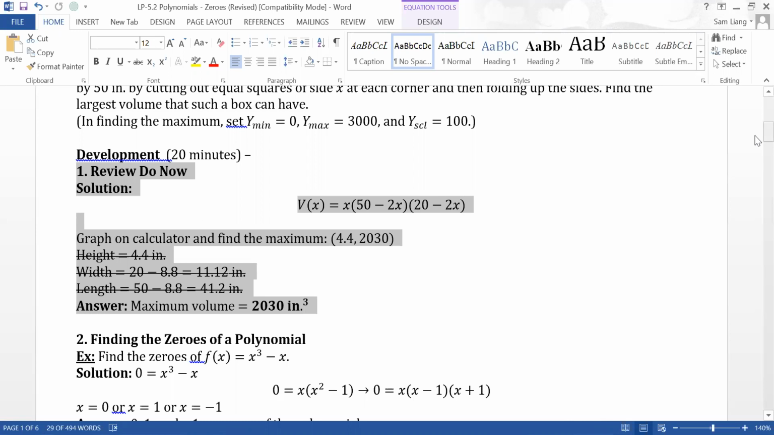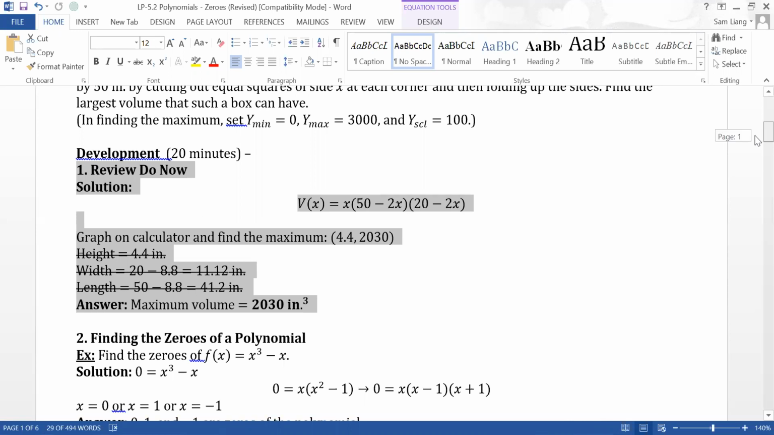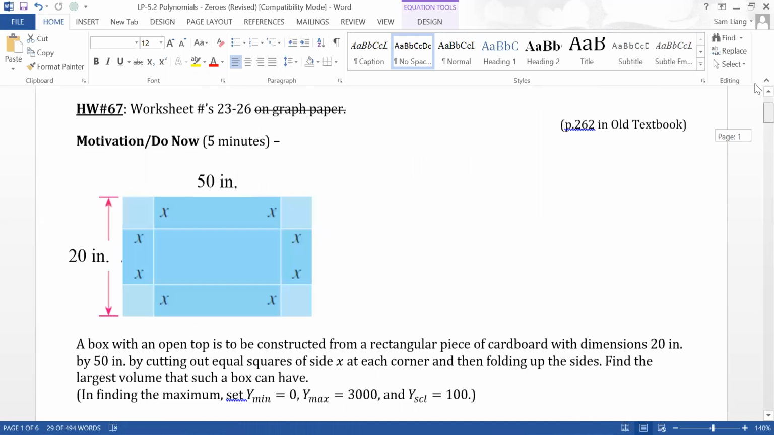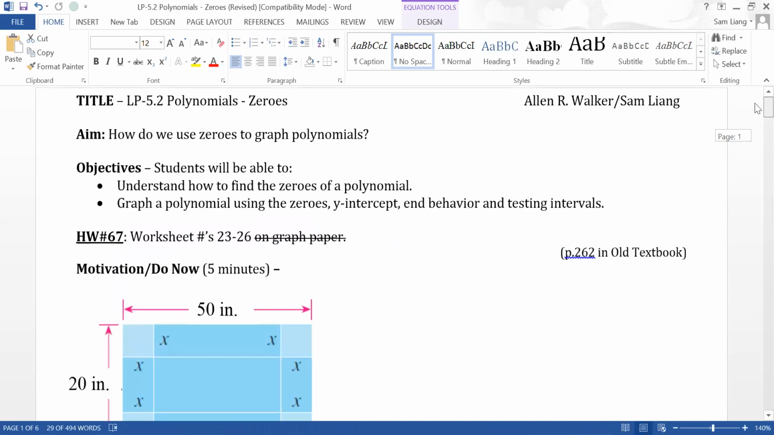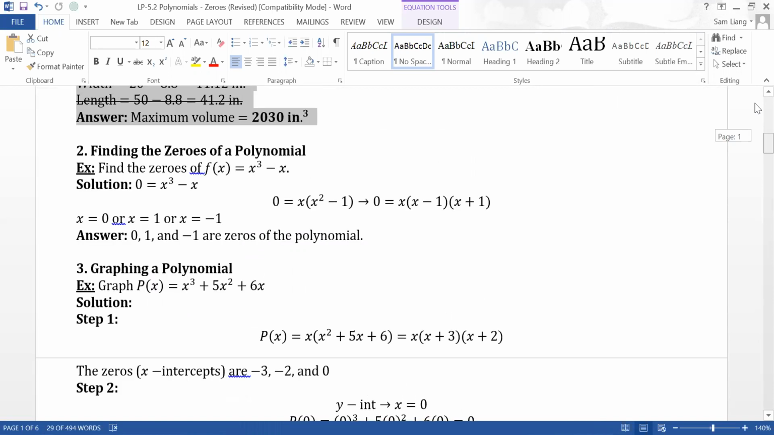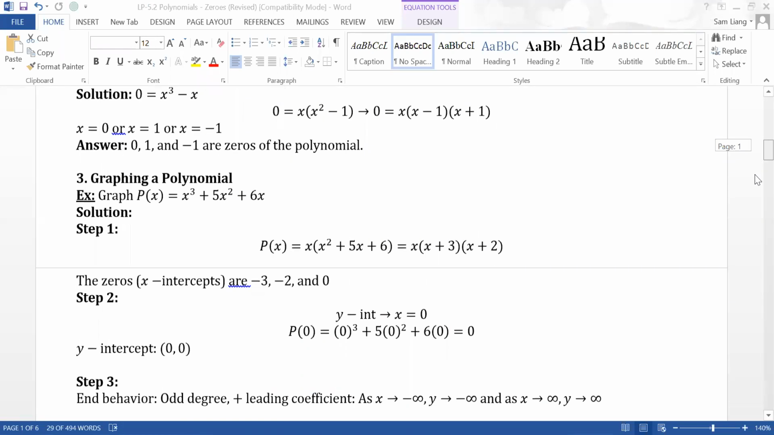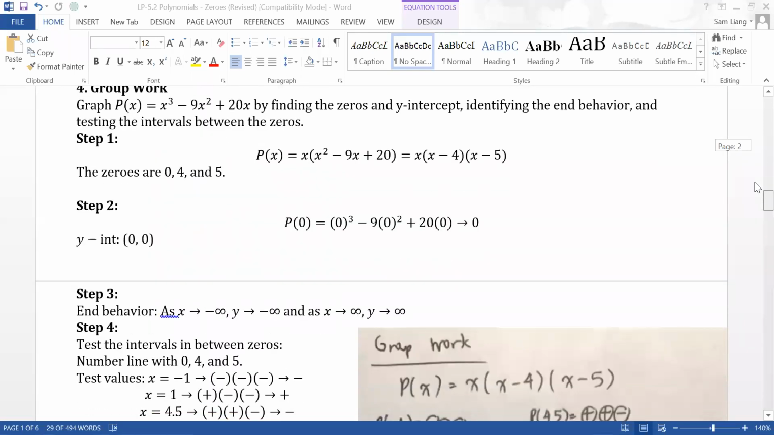So let me just show you a quick overview of the rest of the lesson. So today we're going to talk about the zeros of a polynomial. Again, from the aim, how do we use zeros to graph polynomials? First example that we're going to do is find the zeros, or in other words, the x-intercepts of this function, x cubed minus x. And then that's going to be followed by graphing a different polynomial, x cubed plus 5x squared plus 6x. And then lastly, if we have time, I'll have you work on this problem on your own.